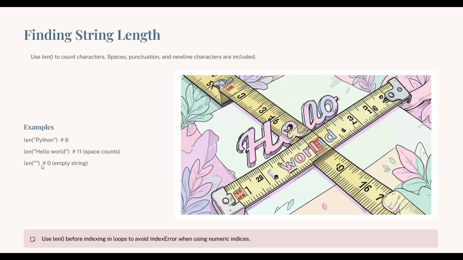And here, it's an empty string. So if we calculate, the output will be 0 here. Empty strings are useful when we want to store text that will be created later.